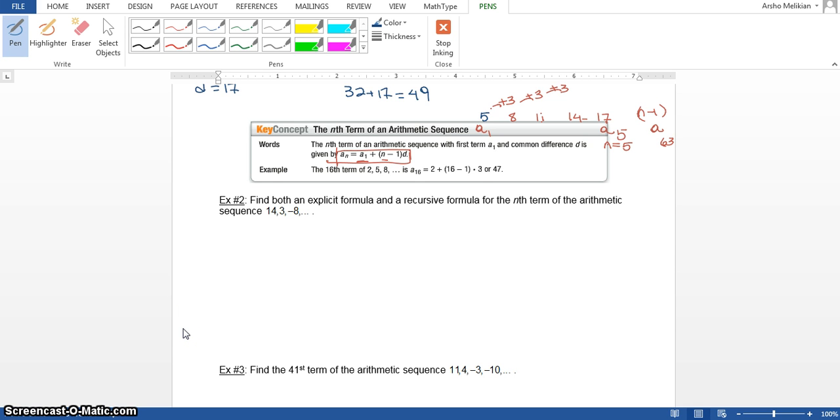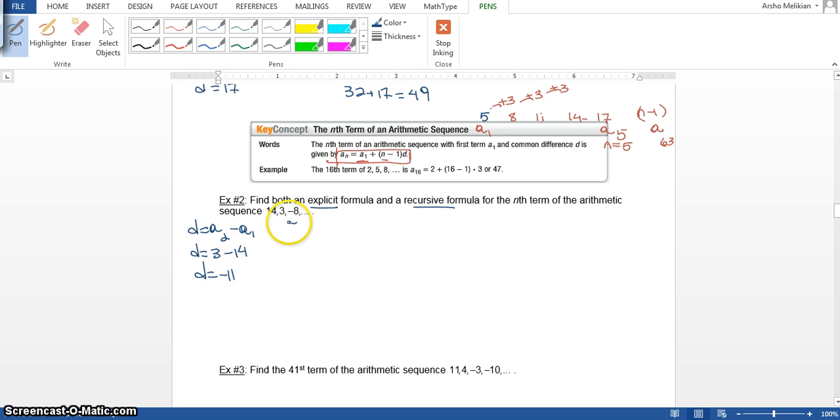It says to find both an explicit formula and a recursive formula for the nth term. Okay, so no matter what the case, first I need to find d. To do that, I subtract A2 minus A1. So 3 minus 14. My d is negative 11. So at each step, I'm going to add negative 11.